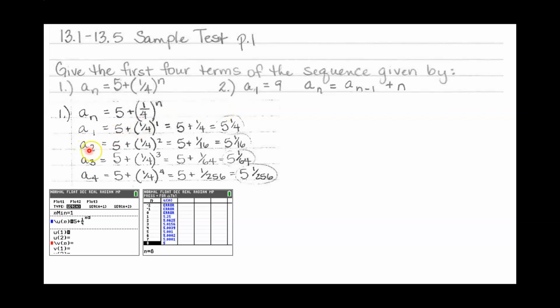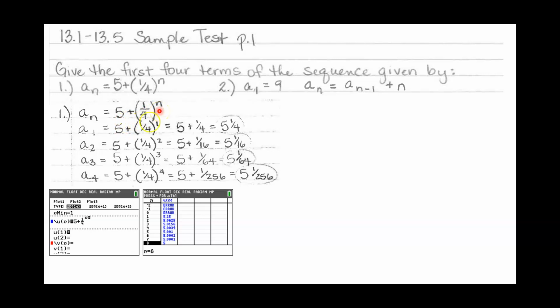All right, then for our second term, we're going to put 2 in the place of n. So 1/4 squared is 1/16, so 5 and 1/16. And then when we plug in 3 for n, 1/4 cubed is 1/64, so 5 and 1/64. And then plug in 4 for n, 1/4 to the 4th is 1/256, so 5 and 1/256.